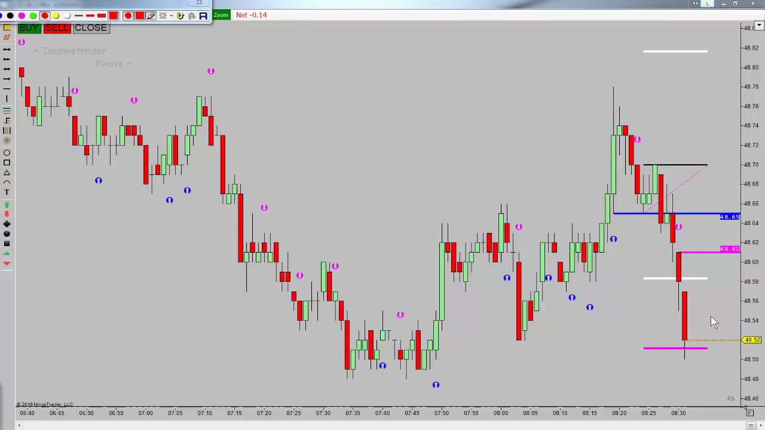Okay, got filled. All right, so what am I doing now? Now we're out of the first trade. And again, we could still be holding it if we want to and just wait for the first close of a green candle and then exit. Now I'm going to look for a short at 48.61.